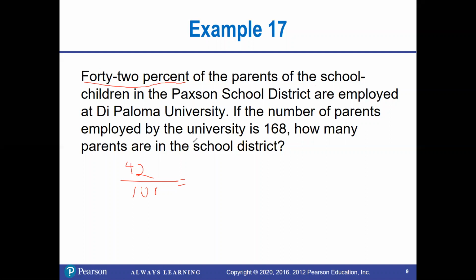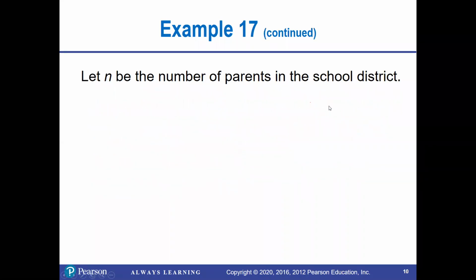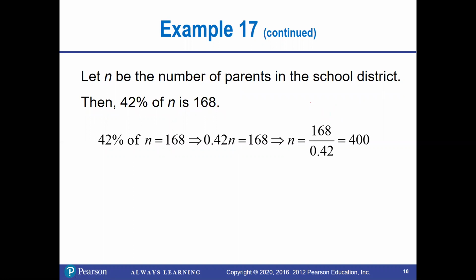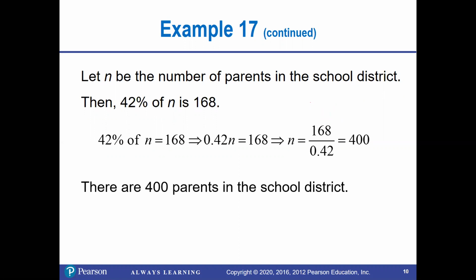And then how many of the parents are in the school district? If the number of parents at the university is this, how many are in the school district? So in this case, this would be your 168 over X. You're trying to find the "of." As you plug everything in, you're going to get 400. That also helps with part over whole. You know there are more parents in the school district than there are employees, so that also helps.